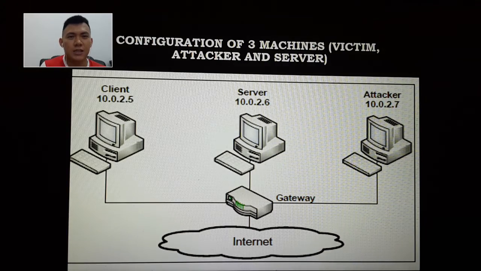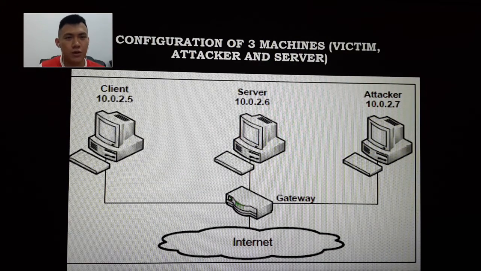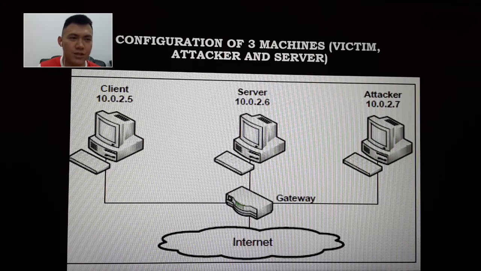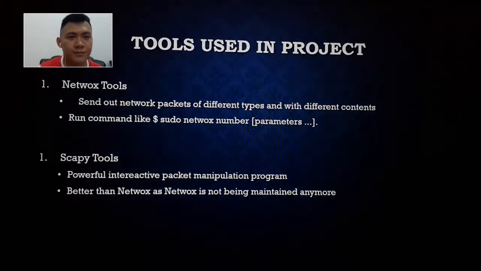So basically, this is the configuration of the three machines, which represent the victim, attacker, and the server. The client represents the victim with the IP address 10.0.2.5, the server represents the server with the IP address 10.0.2.6, and the attacker represents the attacker with the IP address 10.0.2.7. Those three are connected in the same gateway.